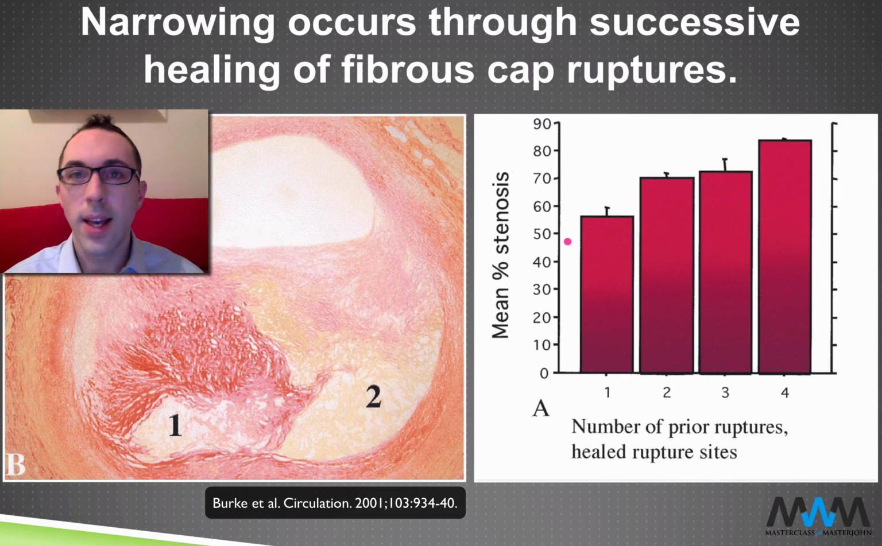And shown on the right is a diagram of the percent stenosis, the percent narrowing, as you go up with the number of prior healed ruptures. You have 1, and then you have 2, and then you have 3. People who have most of that artery narrowed have an average of 4 prior healed ruptures, each giving the opportunity to develop a new plaque on top of the old ones.